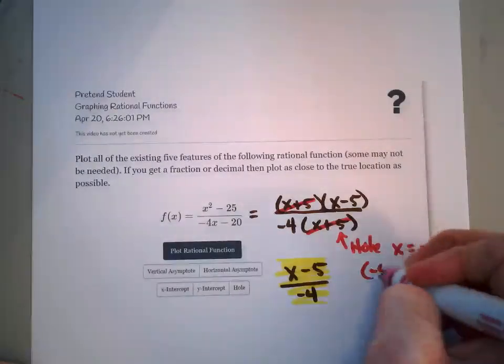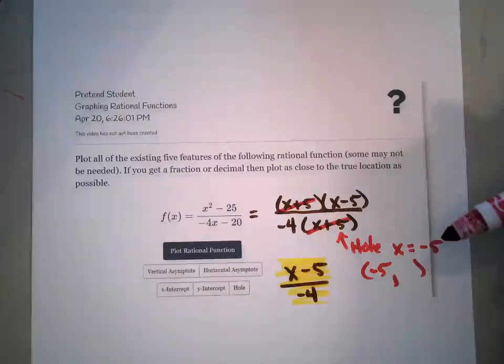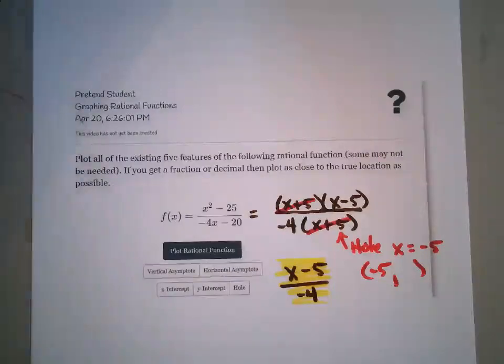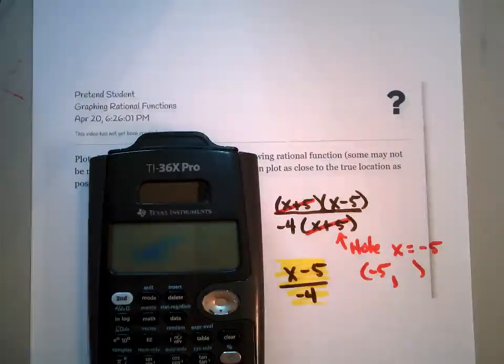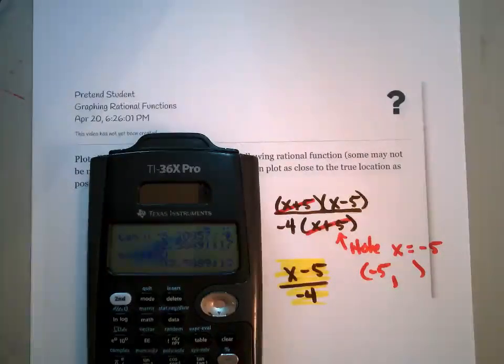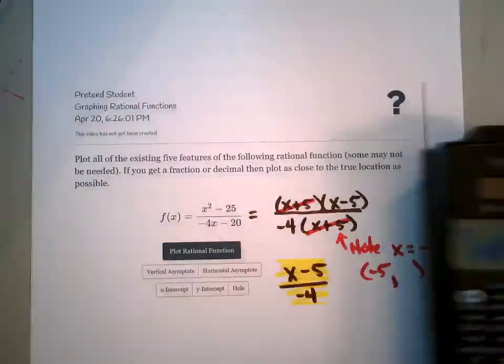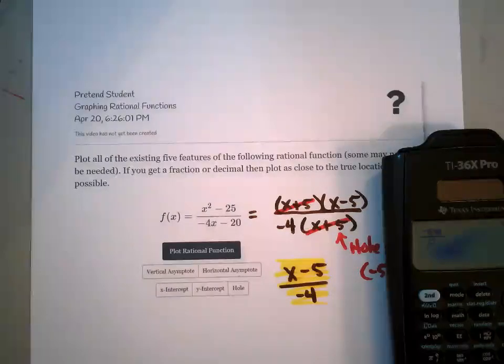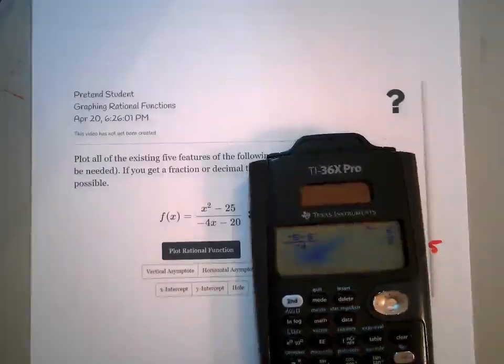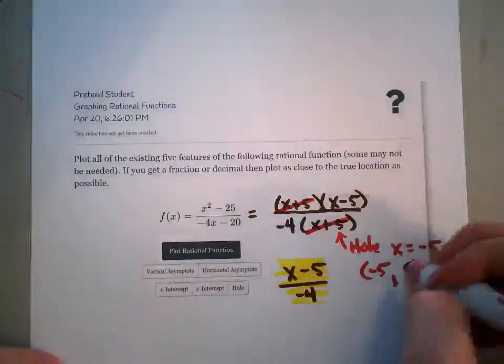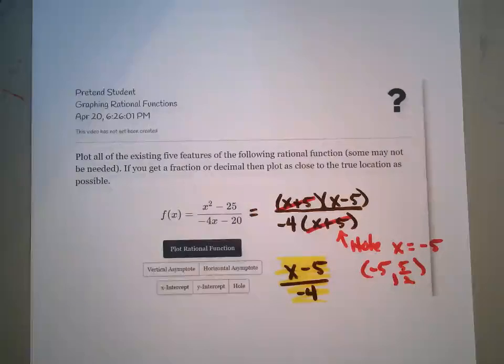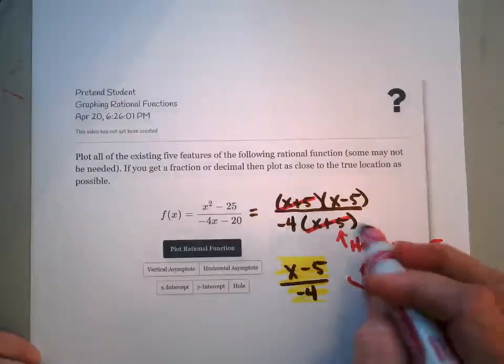All right, let's finish off that hole. Take this -5. We're going to plug it back into here. So I will let the calculator handle that. -5 minus 5 on the bottom. We have a -4, and so that's going to spit out 5/2. So that's the rest of our hole: 5/2. Okay, so there's our hole. After we get all of our information, I'll show you how to put that into Delta Math. Okay, so there is the hole.